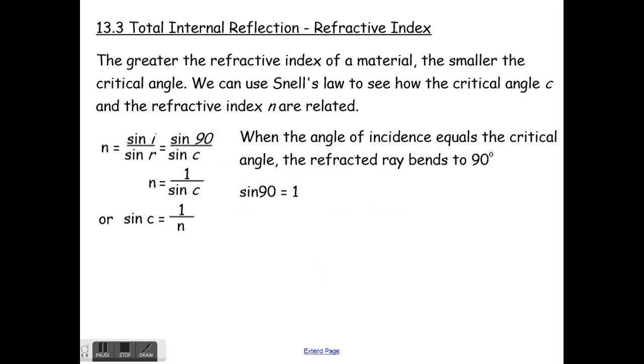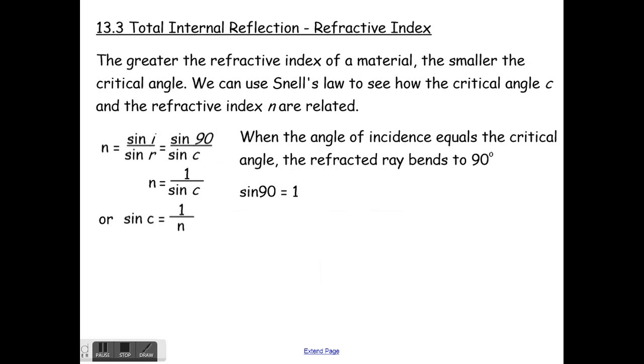So, the total internal reflection can also be related to our refractive index that we talked about last time. So last time we talked about the refractive index n, and we can relate that to our total internal reflection, so our critical angle. So the greater the refractive index of a material, the smaller the critical angle. So you can use Snell's law to see how the critical angle C and the refractive index n are related. So if we remember this from last time, refractive index is equal to sine of i over sine of r. So that's what we talked about last class.